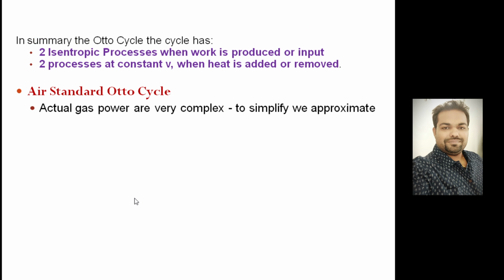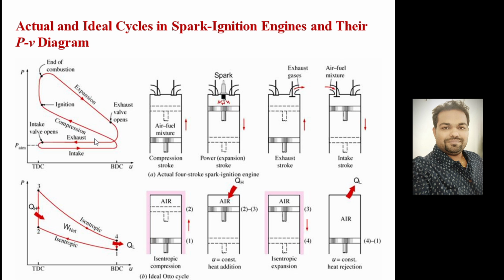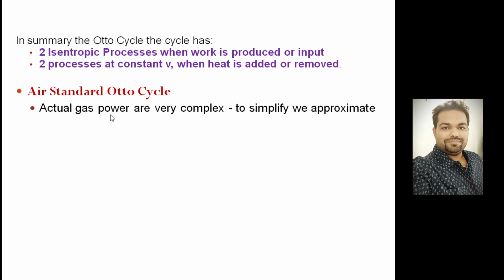So in summary, the Otto cycle basically has two isentropic processes, where work is produced or input, and two processes at constant volume where heat is added or removed. So heat addition and heat rejection take place at constant volume, and the work of compression and work of expansion take place in isentropic processes. Analyzing the actual cycle is a bit difficult, because when you look at this diagram, it is very difficult to normalize and idealize these processes. So it is very complex to study the actual gas power cycle.